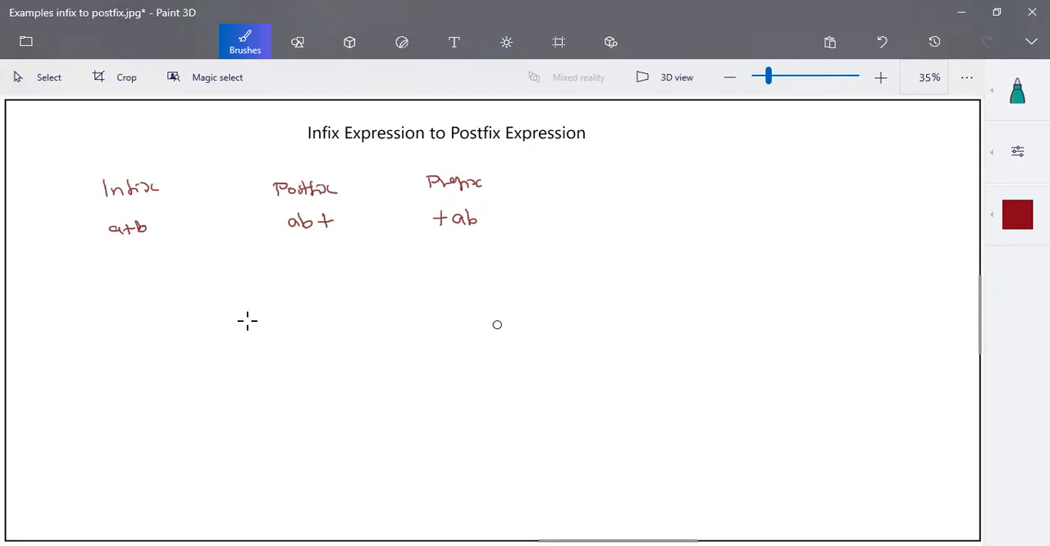So there are three ways in which we can write a normal arithmetic expression: either infix, where the operator lies between operands, or postfix, where the operands come first, followed by the operator, or prefix, where you will be having the operator first, followed by the operands. Infix is the usual way. Whenever a human being writes an expression, we used to write it in terms of an infix expression.